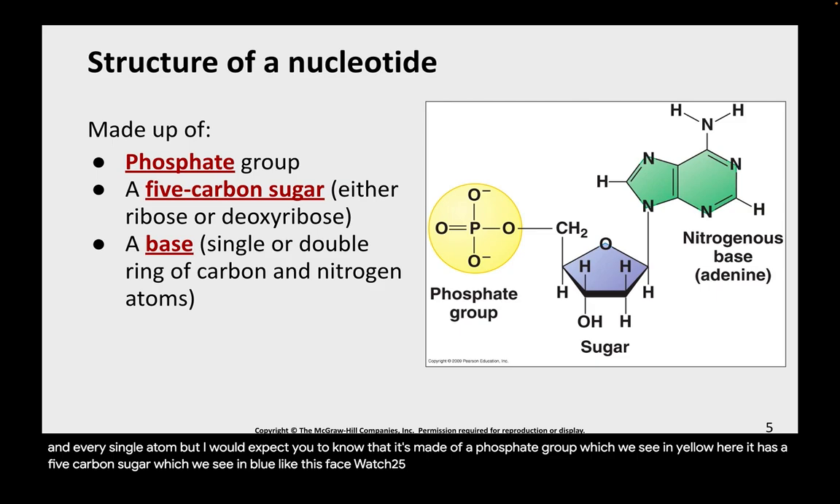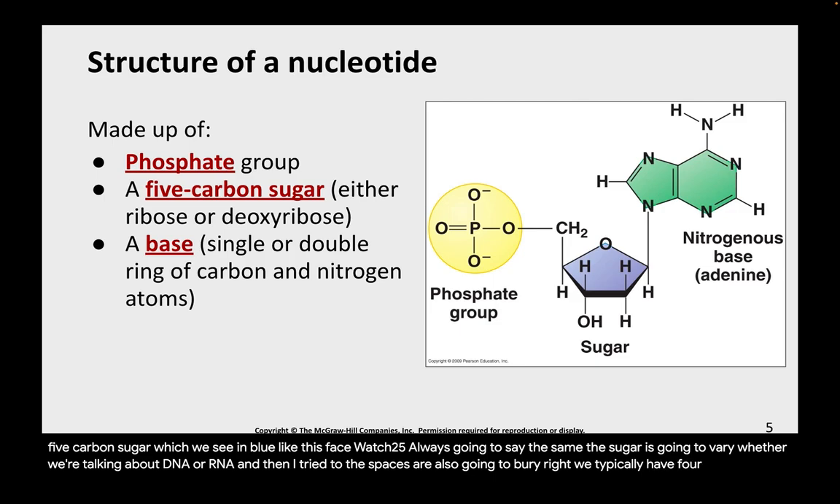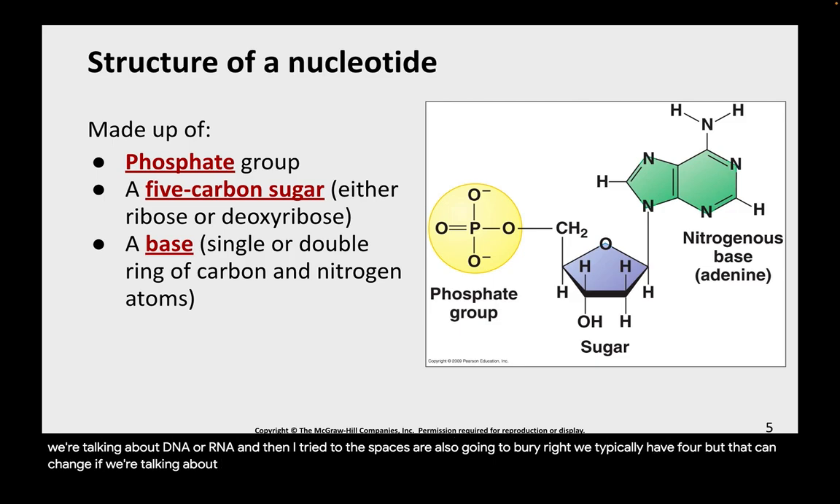Phosphate is always going to stay the same. The sugar is going to vary whether we're talking about DNA or RNA. And then the nitrogenous bases are also going to vary. We typically have 4, but that can change if we're talking about RNA versus DNA. So phosphate group, sugar, and a nitrogenous base.